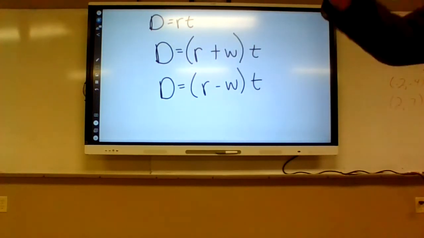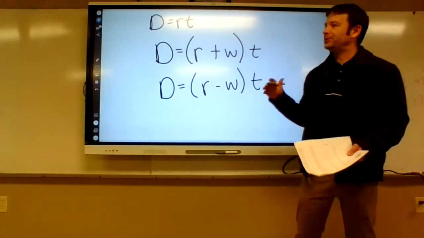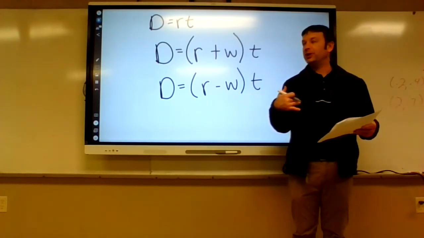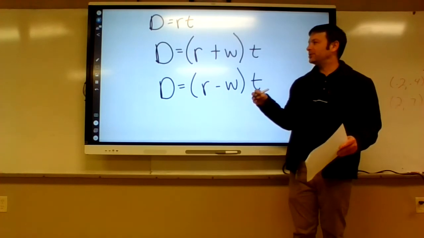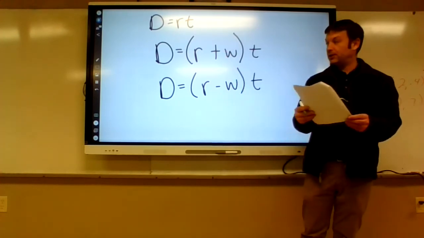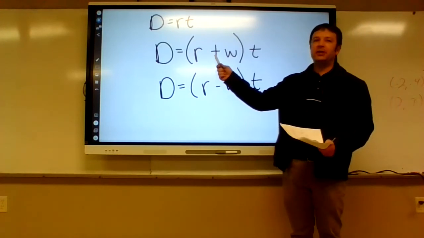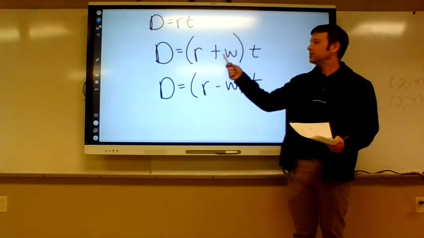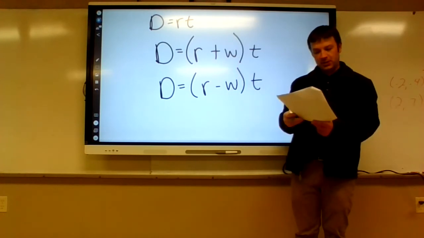So if you're going downstream, are you going with the water or against the water? With the water. So which of those equations would downstream be? The first one. Yeah, I mean, the second. No, you're right the first time. The top one, because if you're going down with the water, it's going to make you go faster. So it's speeding you up that much.